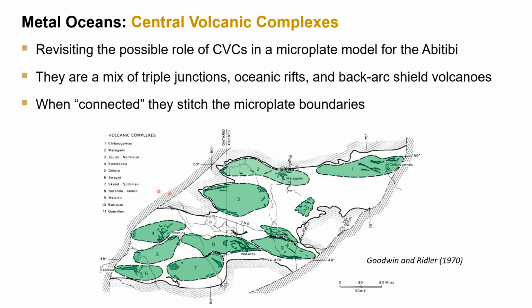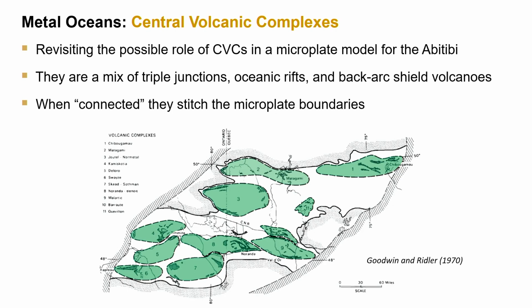What are they? They're a mix of, as Keaton pointed out, triple junctions, oceanic rifts, back arc spreading centers, you name it. And if you connect them up, they stitch the microplates. And I think that's the main message, at least from my point of view: where do these microplates come from and how are the boundaries evolving?